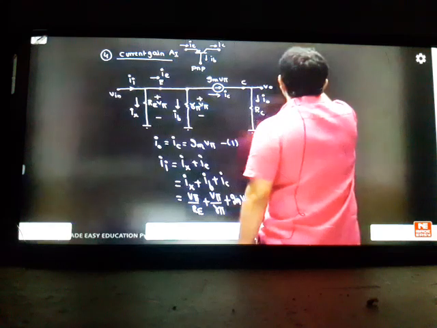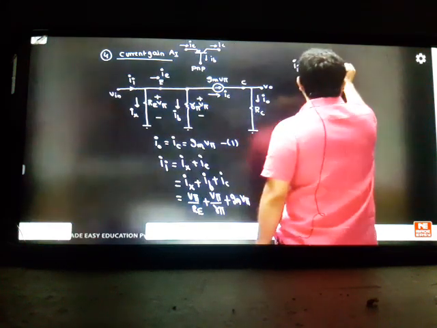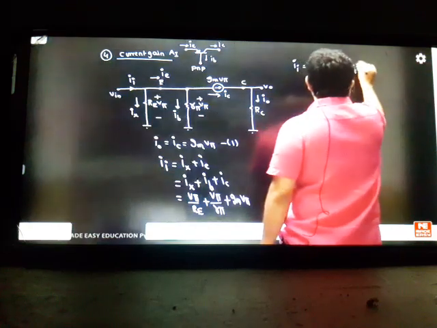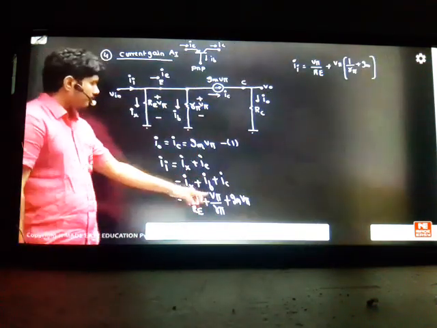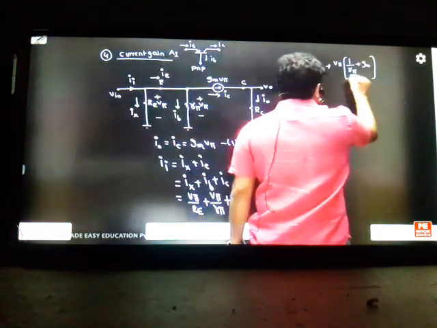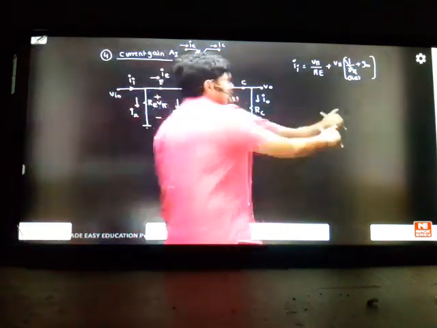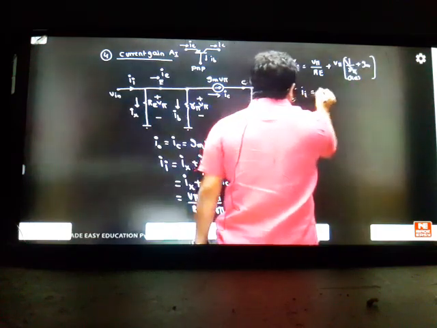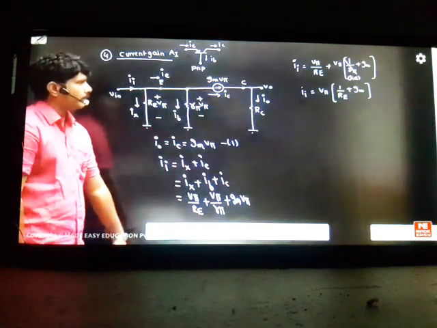So II you can simplify as V pi by RE plus V pi, taking it common, times 1 by R pi plus GM. V pi common, and 1 by R pi plus GM is coming. R pi is in kilo ohms, so 1 by R pi is a small value compared to GM, and you can neglect it. So the answer will be V pi common times 1 by RE plus GM, a simple expression. 1 by R pi compared with GM I neglected, so we got 1 by RE plus GM.